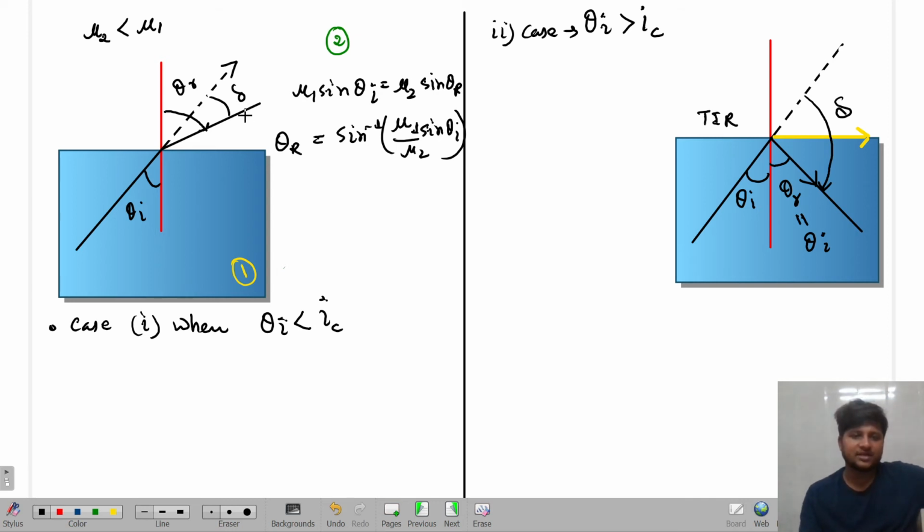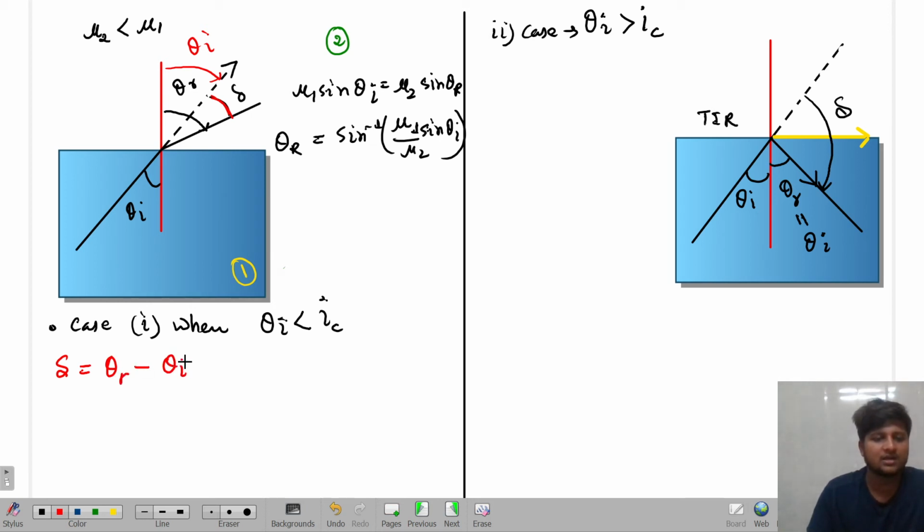Now, look over here. This deviation. How much is the deviation going to be? If someone asks you to calculate the deviation in the incidence ray, how much is this deviation going to be? This angle is going to be theta I only, vertically opposite angle. This is theta R. So therefore deviation is theta R minus theta I.